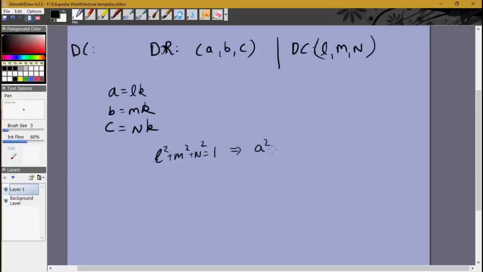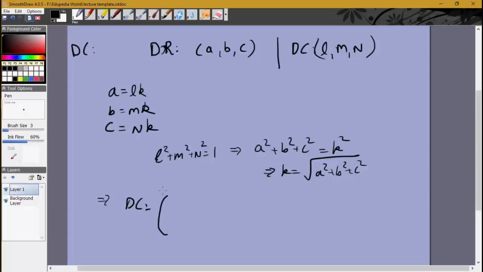Which means a squared plus b squared plus c squared is equal to k squared, right? Squaring and adding these three, a squared plus b squared plus c squared is equal to k squared times l squared plus m squared plus n squared, right? Which tells me k is equal to root of a square plus b square plus c square. From that I can get the direction cosines, which are l, m and n.